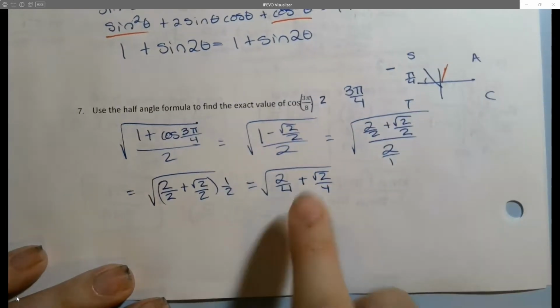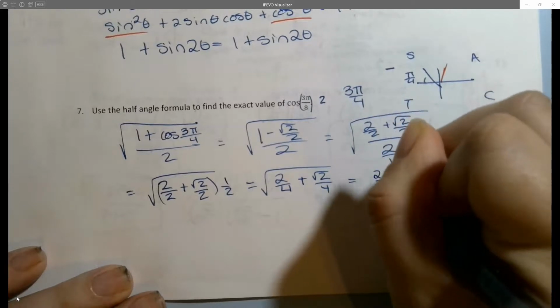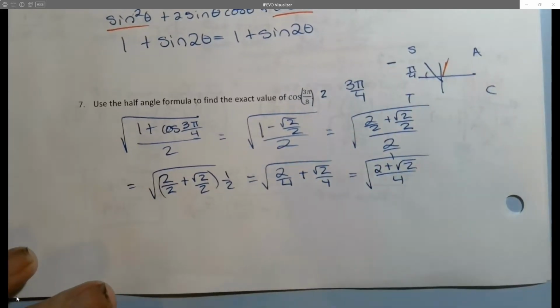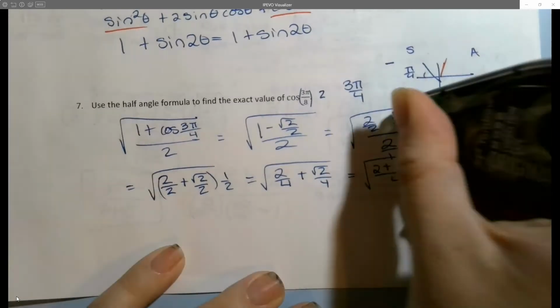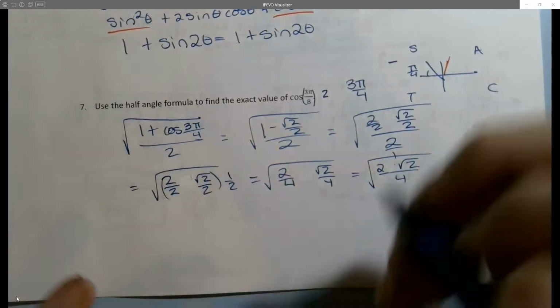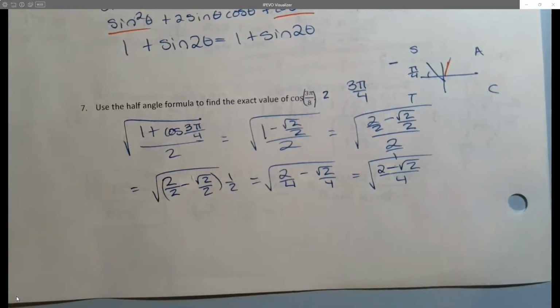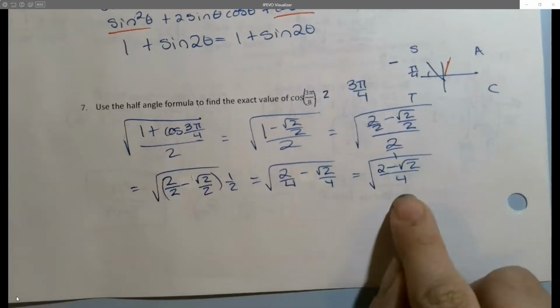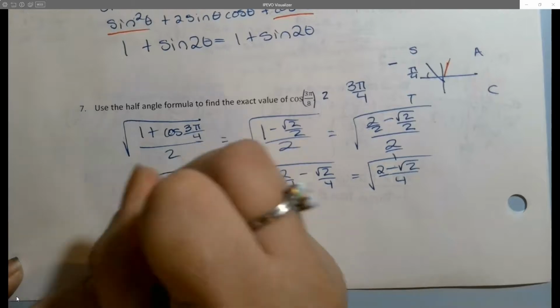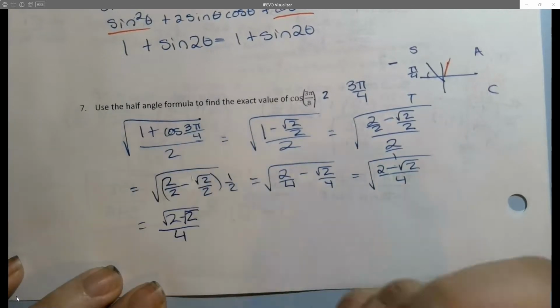Since they are both over the 4, I can rewrite this as 1. And for this one, when did I change that negative into a positive? I can go ahead and square root the 4. So I have the square root of 2 minus the square root of 2 over 4 for my final answer.